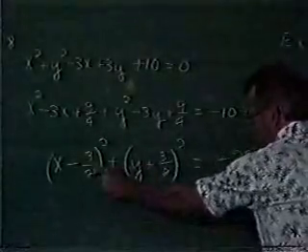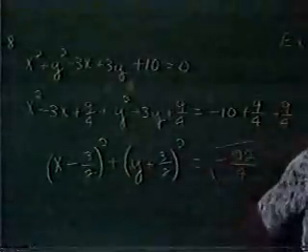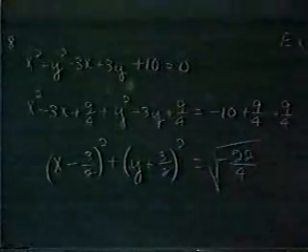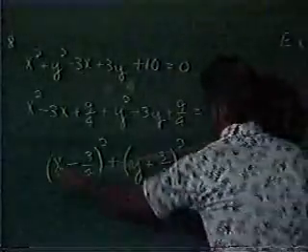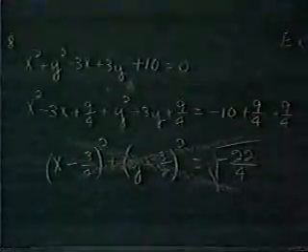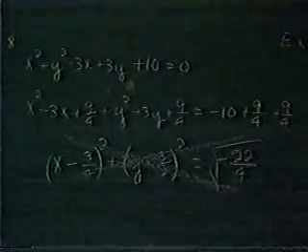Center is at 3/2, minus 3/2. The radius is not possible. You cannot take the square root of a minus number. This is a degenerate case of a circle. It is no circle. You don't know that until you get down to here.